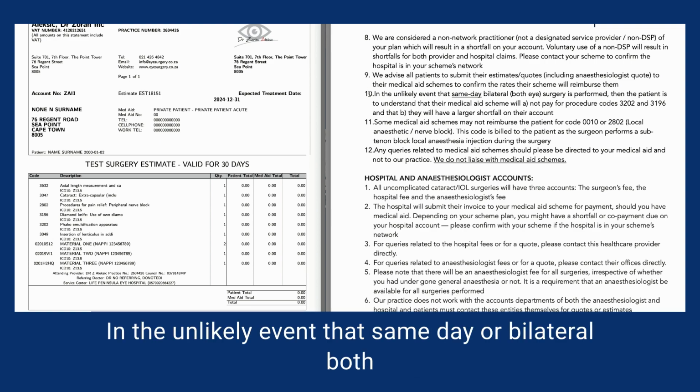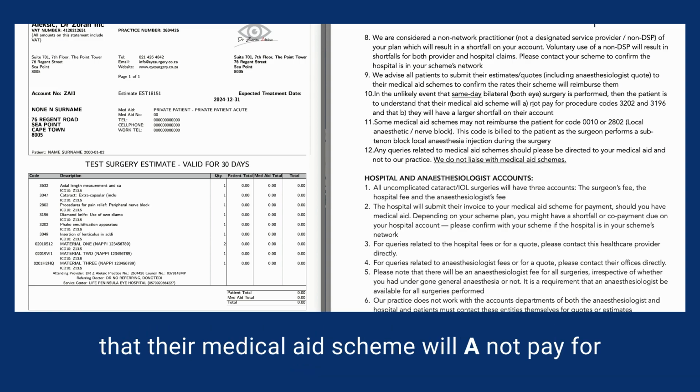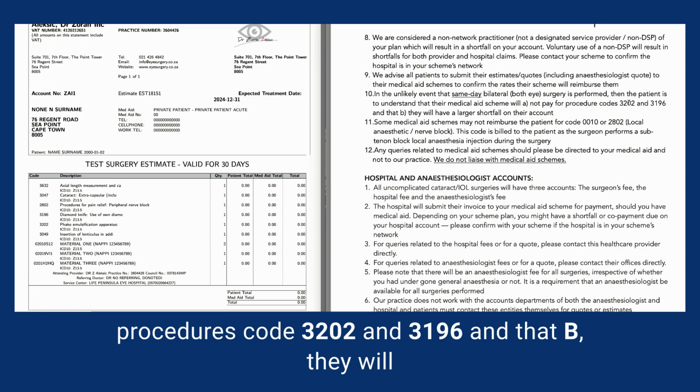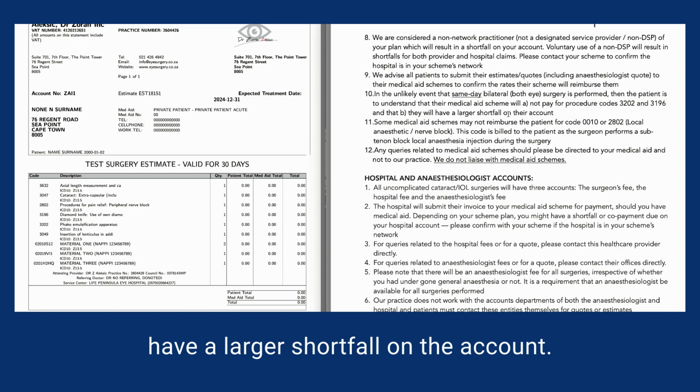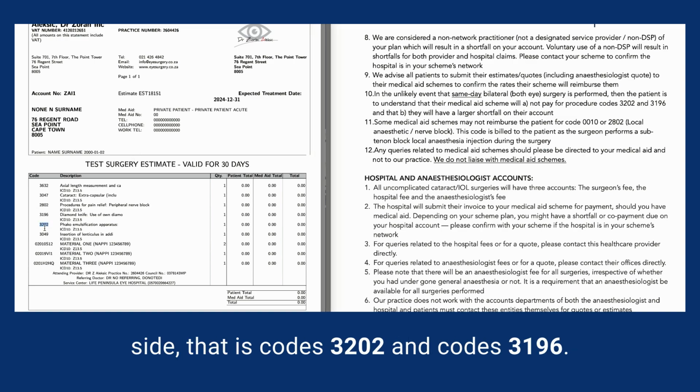Number 10, in the unlikely event that same day or bilateral both eye surgery is performed, then the patient is to understand that their medical aid scheme will A, not pay for procedure codes 3202 and 3196, and that B, they will have a larger shortfall on the account. So if we go back to the left-hand side, that is codes 3202 and codes 3196.